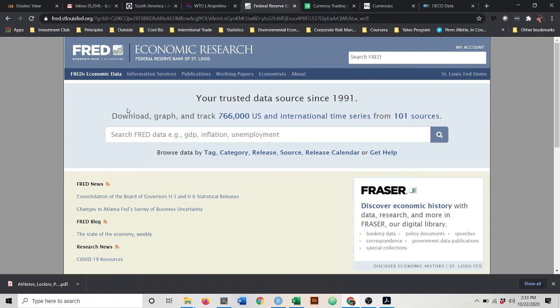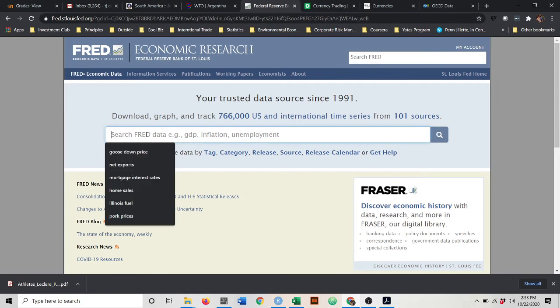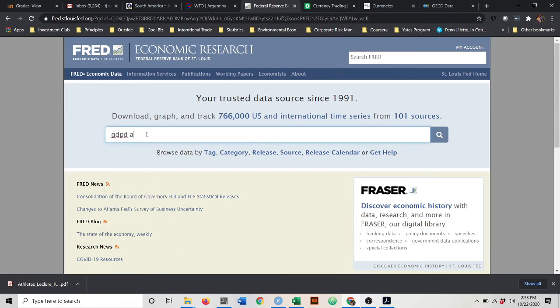766,000. The great thing about FRED is it's not just the U.S. data sets. They have a lot of international data sets too. And so you can just search FRED and find some of these. If I want, let's see, GDP, Argentina.